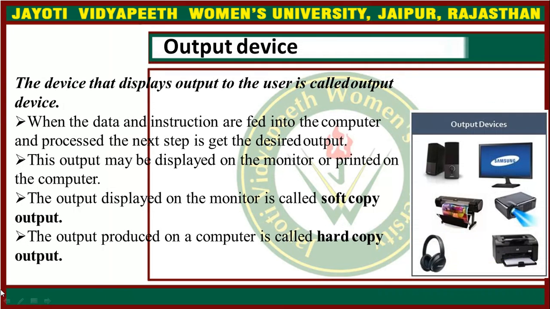Now come to the output device. The device that displays output to the user is called an output device. When the data and instructions are fed into the computer and processed, the next step is to get the desired output. This output may be displayed on the monitor or printed on paper. The output displayed on the monitor is called soft copy output, and the output produced by a printer is called hard copy output. These are some output devices you see in these images.